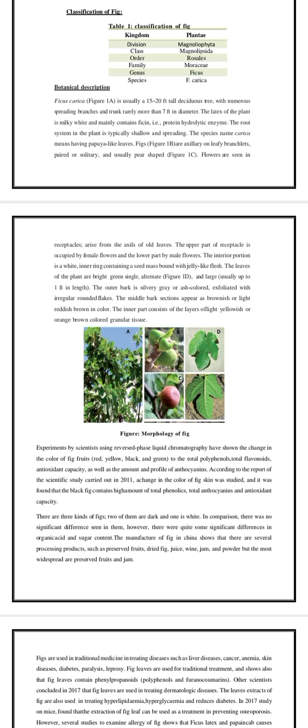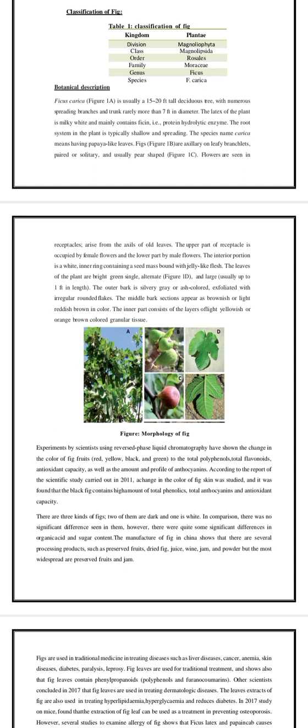Ficus carica is usually a 15 to 20 feet tall deciduous tree with numerous spreading branches and a trunk rarely more than 7 feet in diameter. The latex of the plant is milky white and mainly contains ficin, a protein hydrolytic enzyme. The root system in the plant is typically shallow and spreading. The species name carica means having papaya-like leaves.